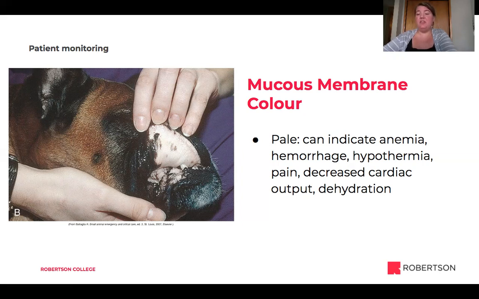That they have a decreased cardiac output, so the heart's just not pumping out the blood well enough, or it could mean dehydration. We don't need to make the diagnosis of what's causing it. We just need to recognize the mucous membrane is pale and report that to the doctor.